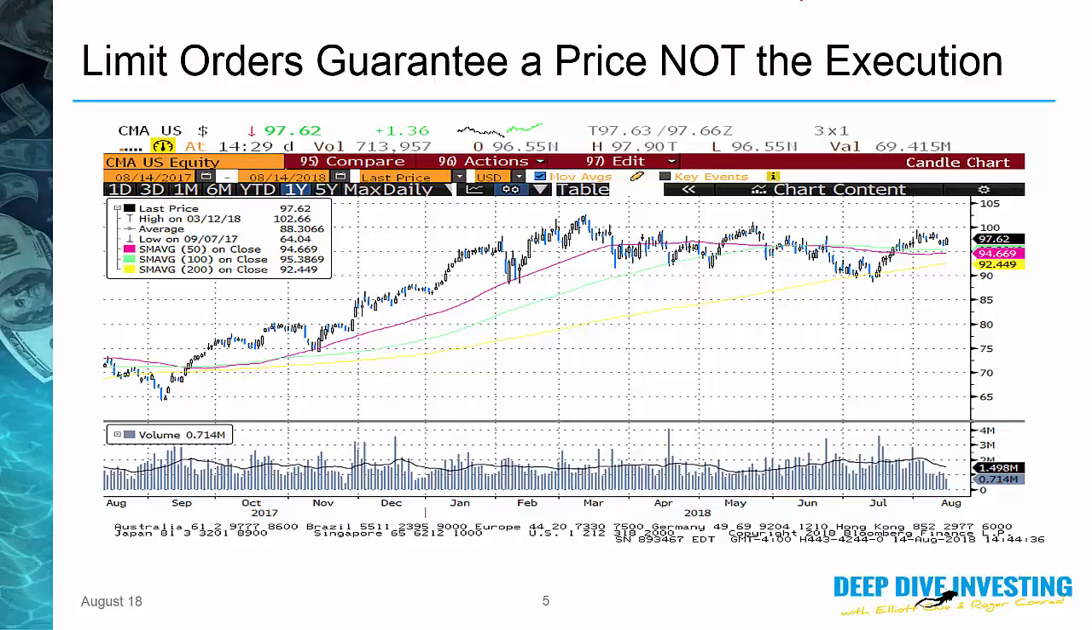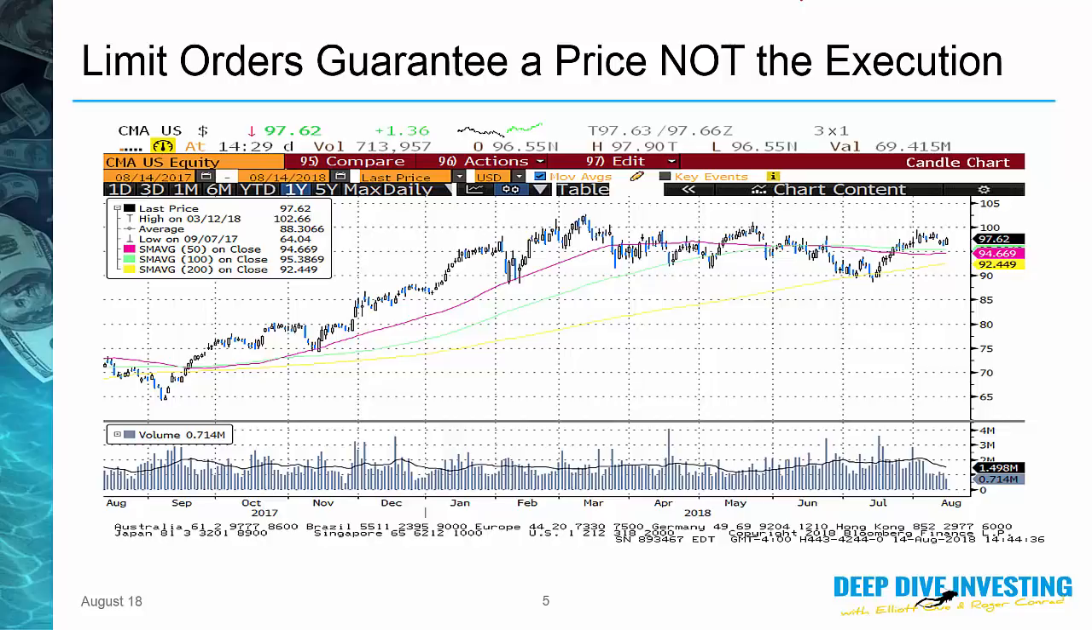$97.60. Let's say that you decide that you want to take profits on this trade, on this investment, something we recommended in deep dive investing at much lower prices in March of 2017. Let's say you want to take profits on it at 100. You could set a limit sell order at $100 a share on Comerica, and your broker will only execute that order if they're able to execute it at a price of $100 or higher. So you're guaranteeing a price, but you're not guaranteeing that you're going to get executed.